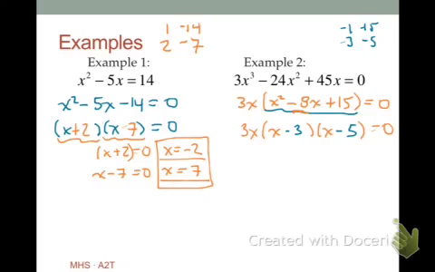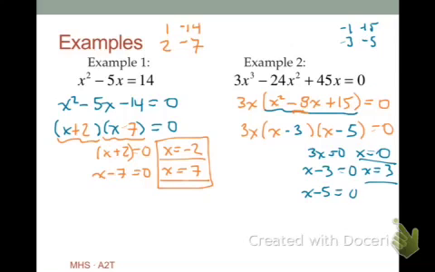Now, to find my roots, I would say that either 3x is equal to 0, or x equals 0, or x minus 3 equals 0, or x equals 3, or x minus 5 equals 0, or x equals 5. Now I keep saying or, but the truth is it could be and. You could have multiple, all of these things could be equal to 0. So these are each solutions, but you could do or and. It doesn't really make a difference. All right, next examples.